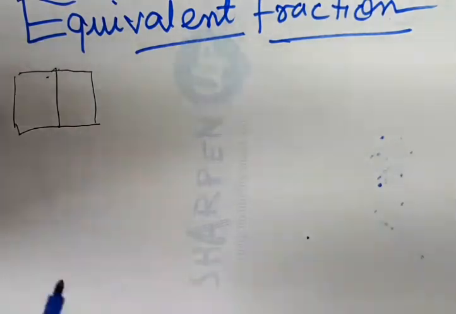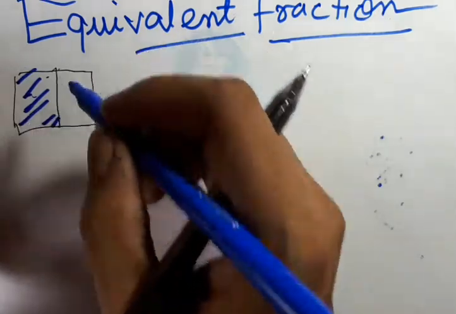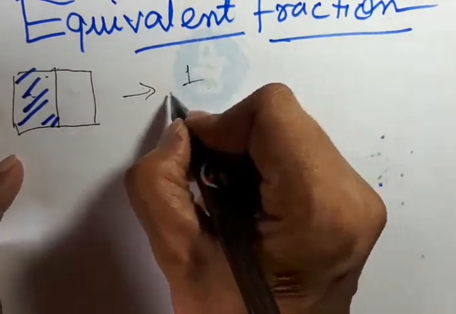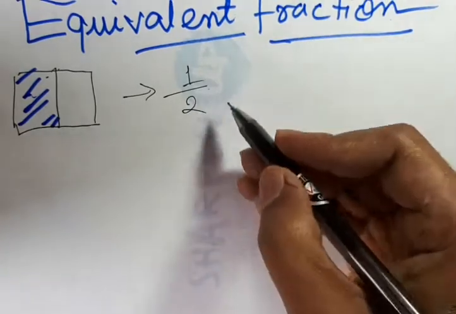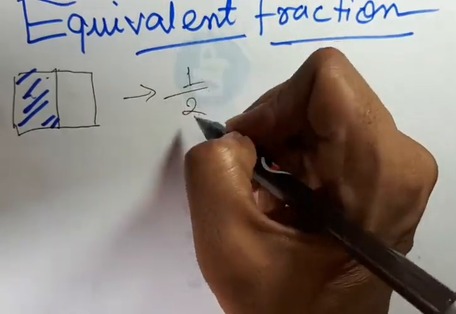So how much part have I eaten here? Obviously this part. So I ate half the burfi, and the other half is given to him. So the part I have eaten is written as 1 upon 2. Why? Because we have made 2 equal parts, and out of these 2 equal parts, one part I have consumed, so it can be written as 1 upon 2.